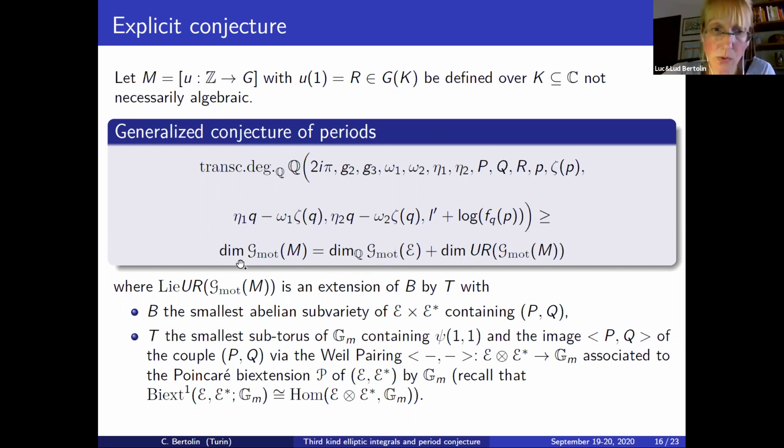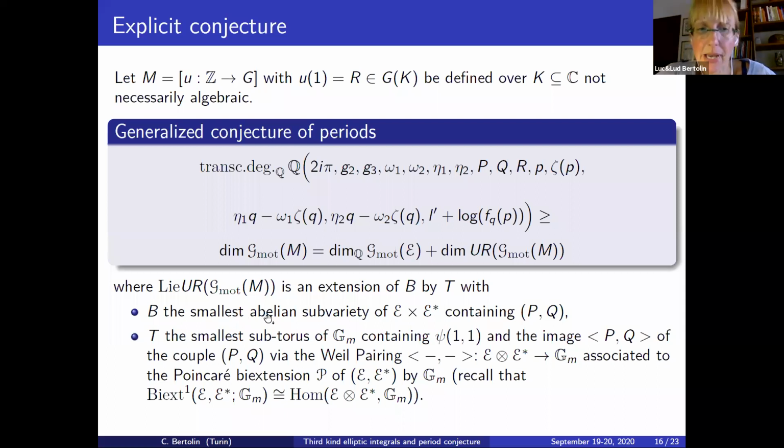And this is bigger or equal to the dimension of the motivic Galois group of M. And this is equal to the dimension of the motivic Galois group of the elliptic curve, plus the dimension of the unipotent radical of the motivic Galois group of M. And in fact, the Lie algebra of this unipotent radical is an extension of B by T, where B is the smallest abelian subvariety of A cross A dual containing P, Q, and T is the smallest subtorus of Gm containing the trivialization which gives you the point R, and the image of the couple P, Q by the Weil pairing.